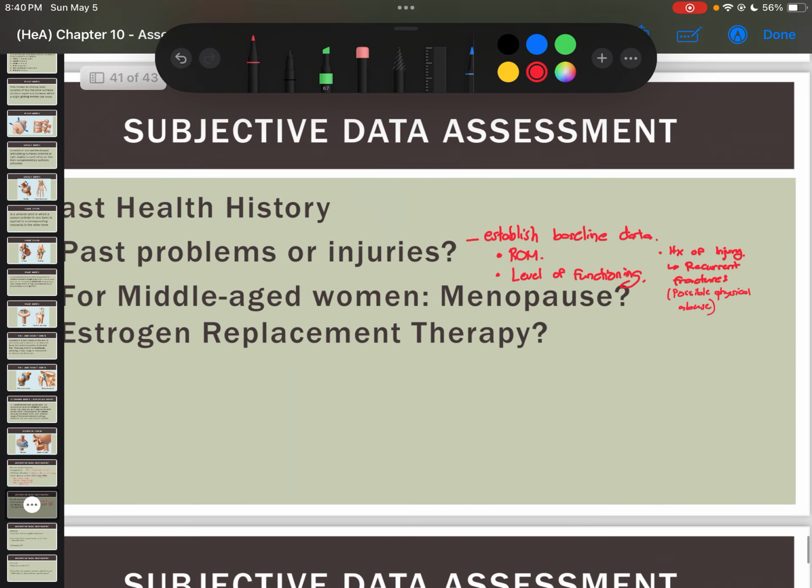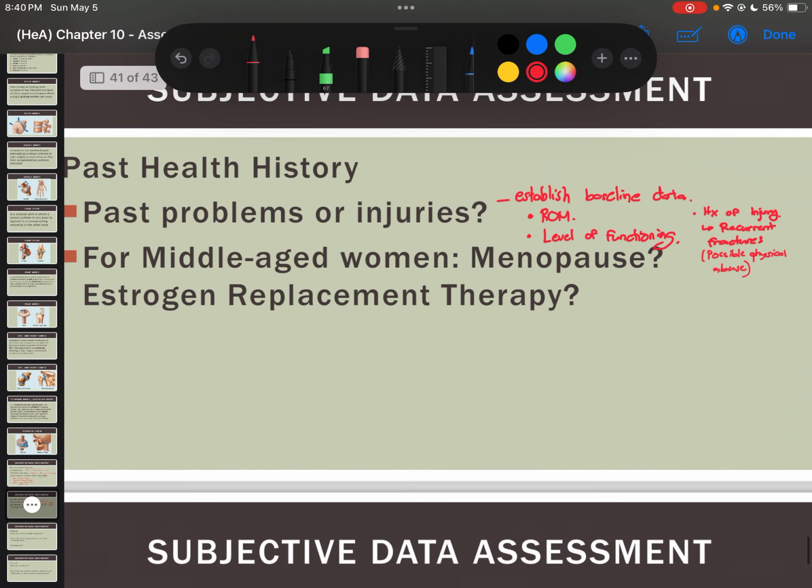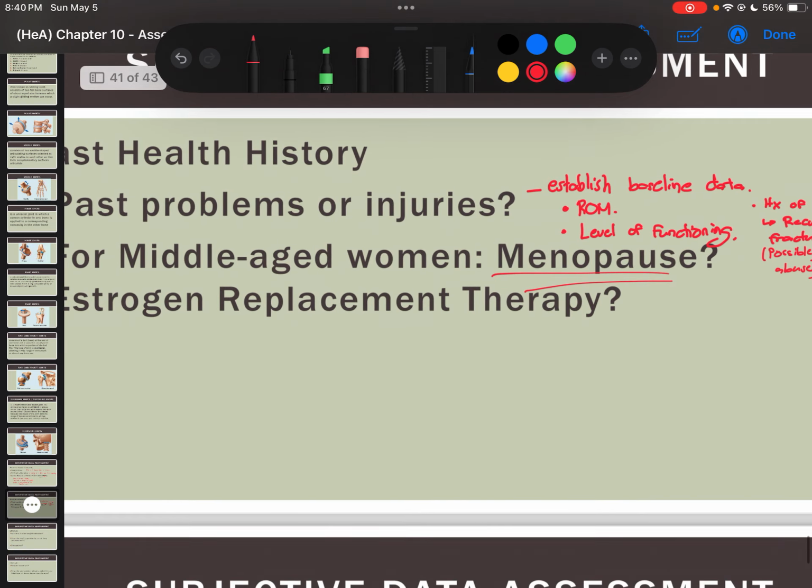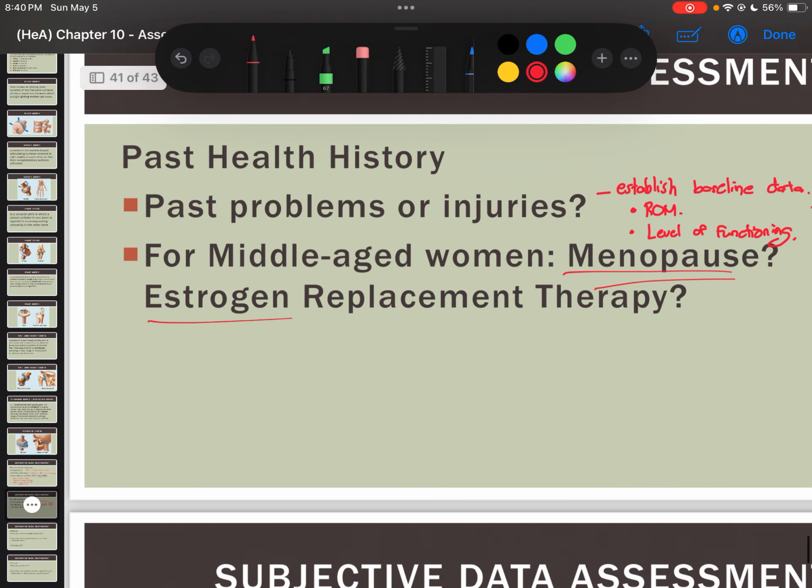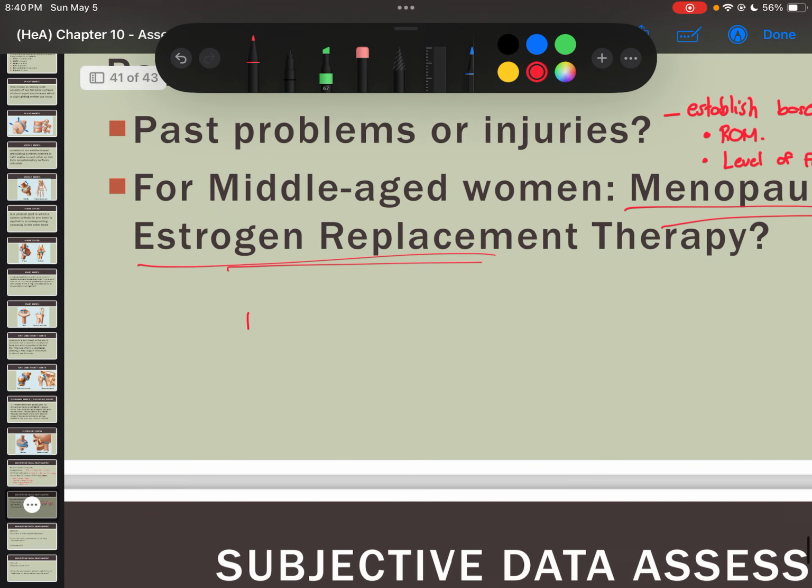And for past health history, for a middle-aged woman, you have to ask if they are already in menopause, or if they are undergoing estrogen replacement therapy, because they are at increased risk for development of osteoporosis.